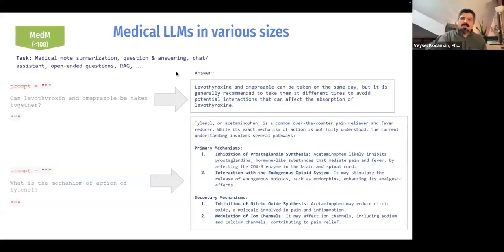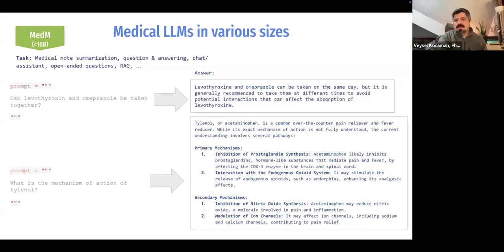Even 10 billion can be regarded as small right now, right? So a model like this can be regarded as medium size, between 40 to 70 billion. But when you go up to those sizes, you can do more complex tasks as well, not just summarization, but also question answering, especially open-ended question answering without relying on any context.